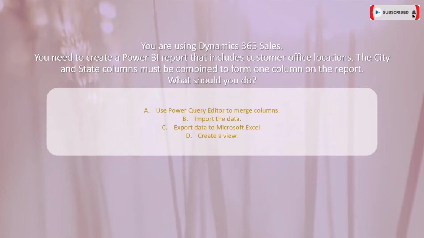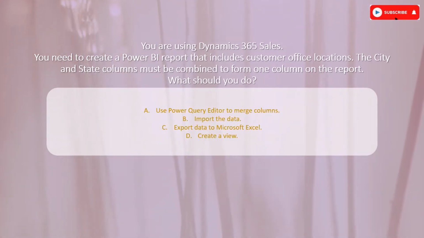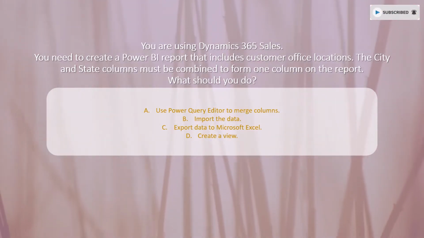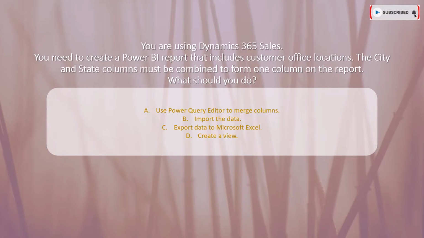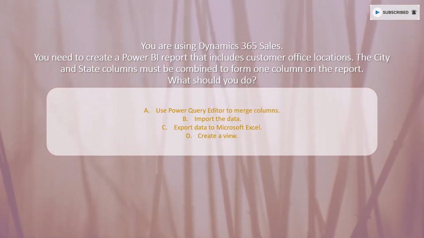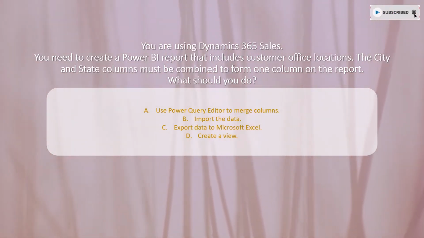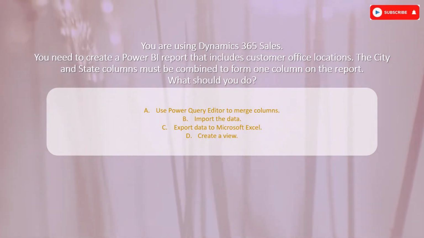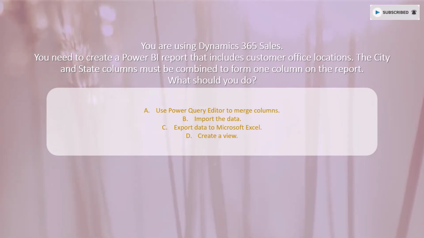You are using Dynamics 365 Sales. You need to create a Power BI report that includes customer office locations. The city and state columns must be combined to form one column on the report. What should you do? A. Use Power Query Editor to merge columns. B. Import the data. C. Export data to Microsoft Excel. D. Create a view. The answer is A. Use Power Query Editor to merge columns.